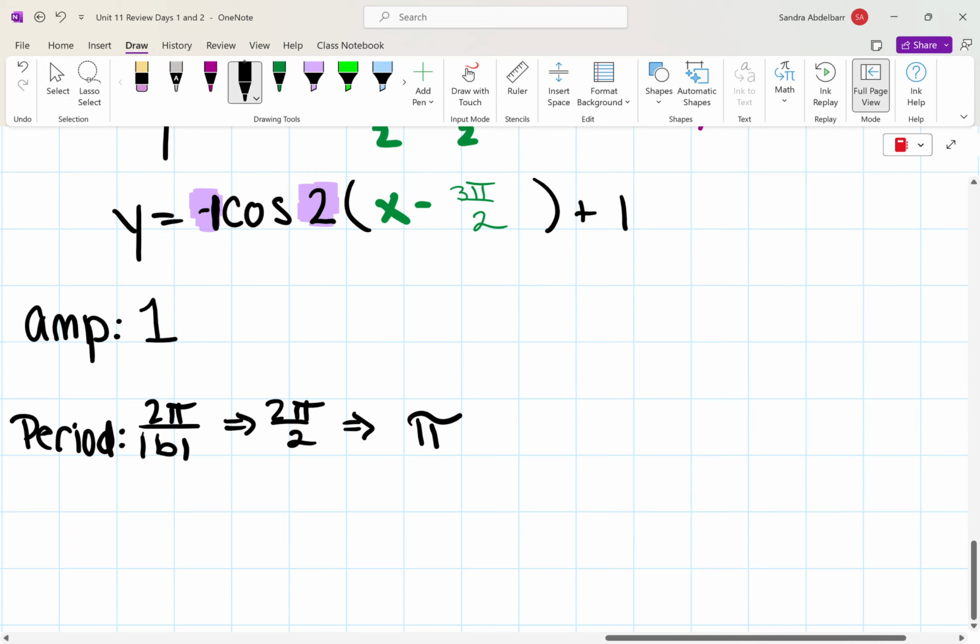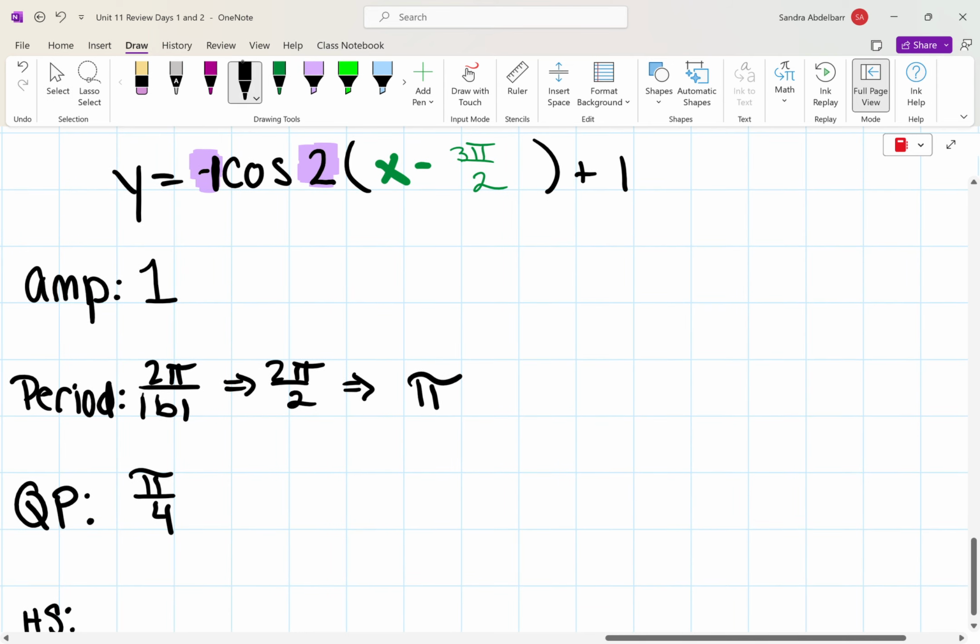Now we want our quarter period. Our quarter period is going to be our period divided by 4, so it's just pi over 4. And last but not least, we want our horizontal shift. Our horizontal shift will be 3 pi over 2. It's our C. But now you tell me, are we shifting left or right?